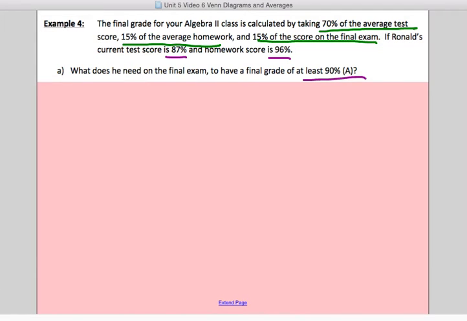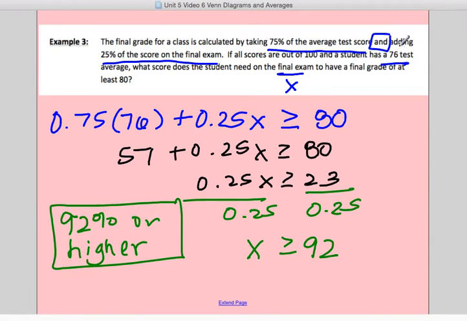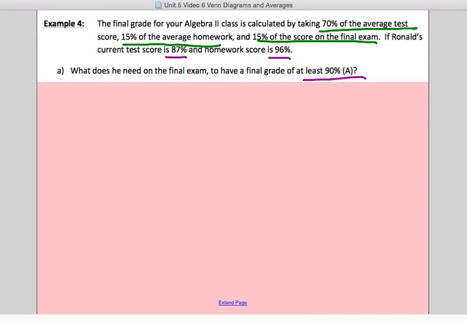Okay. So before we used whole numbers, okay? That's fine as long as you keep these all whole. This time we're going to go ahead and use all decimals, just so you can see how it works both ways. So 70% on an average test, so 0.7. Current average test score is 87, so times 0.87, plus 15% of the average homework.